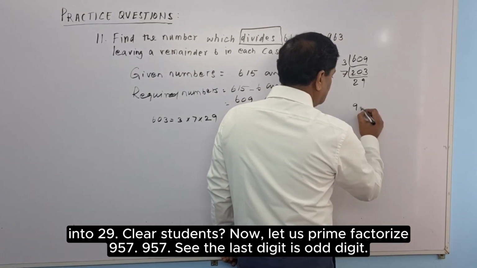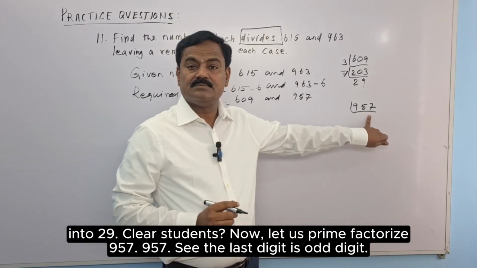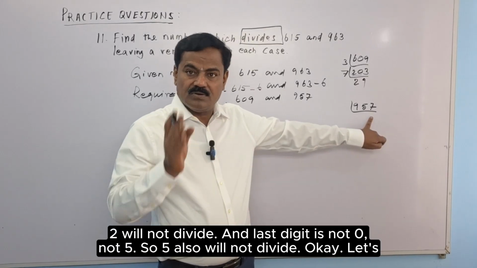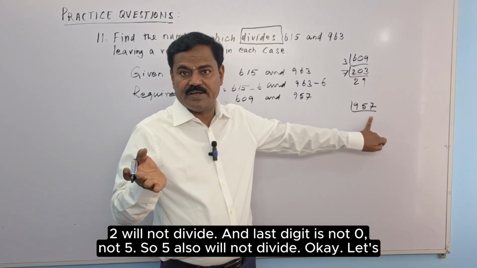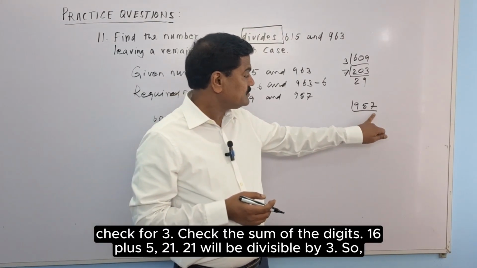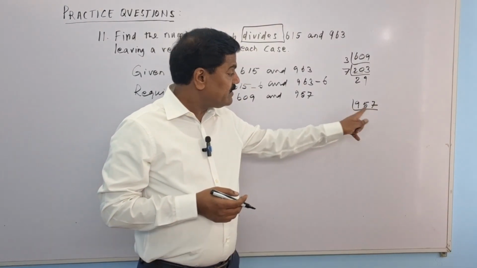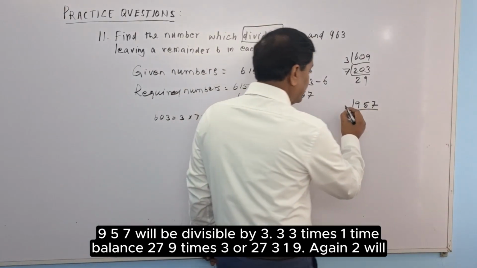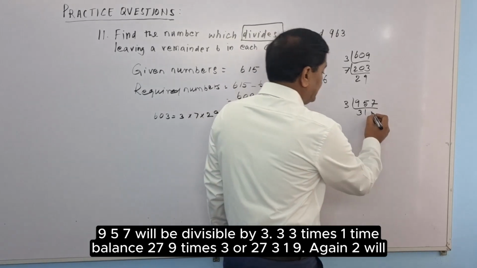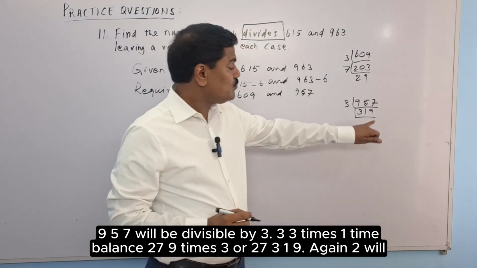Now let us prime factorize 957. See, the last digit is an odd digit, so 2 will not divide. And the last digit is not 0 or 5, so 5 also will not divide. Let's check for 3. Check the sum of the digits: 9 plus 5 is 14, plus 7 is 21. 21 will be divisible by 3, so 957 will be divisible by 3. 3 times 3, 1 time, balance 27. 9 times 3 is 27.